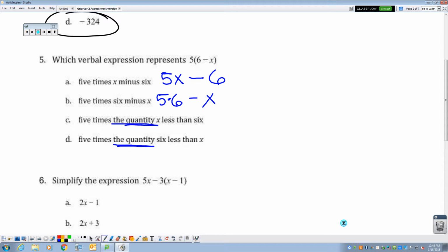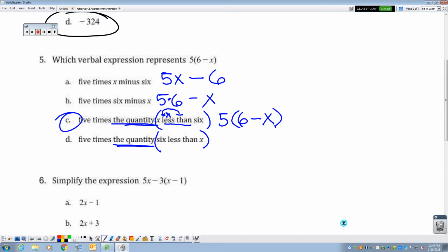The next two have that phrase, the quantity. Now that's the phrase that tells me I'm going to have something in parentheses. So the first one is 5 times the quantity of x less than 6. Now less than is a turnaround word, which means we're going to have minus x. And it's x less than 6 is what we're taking it away from. And that is our answer, so it's C.